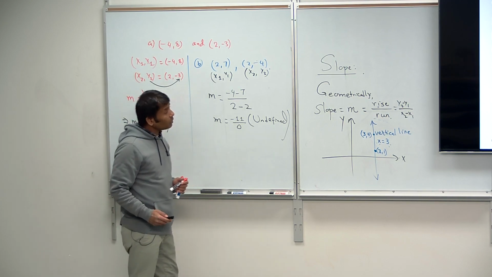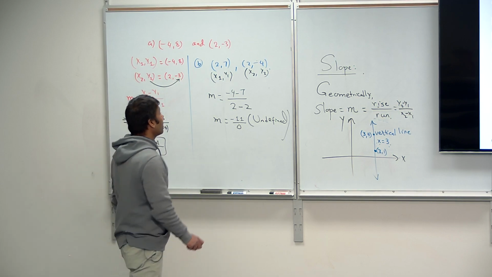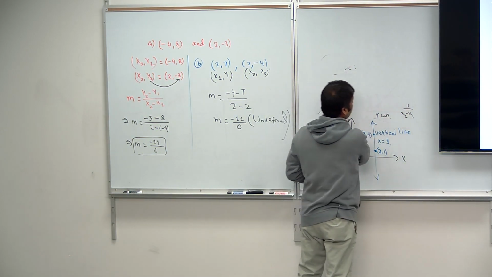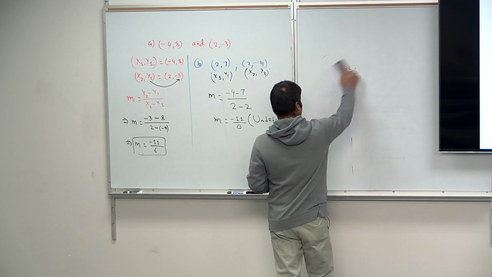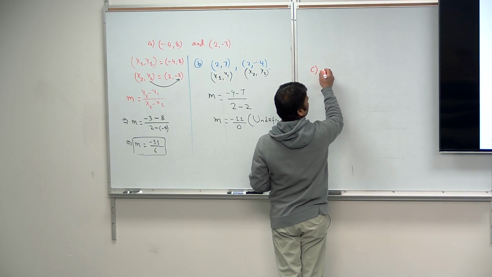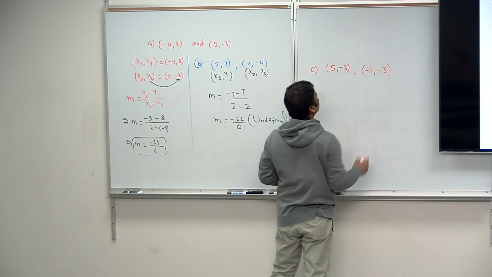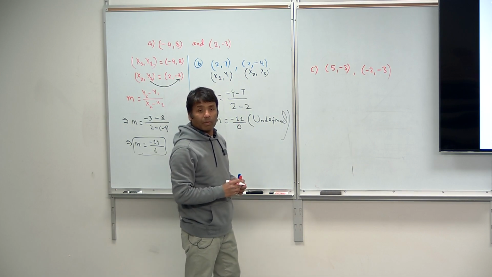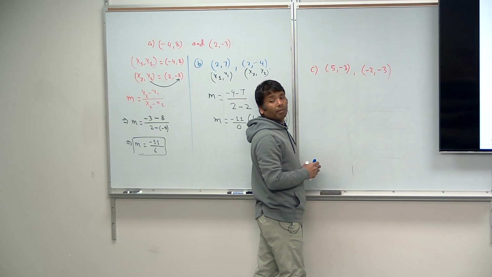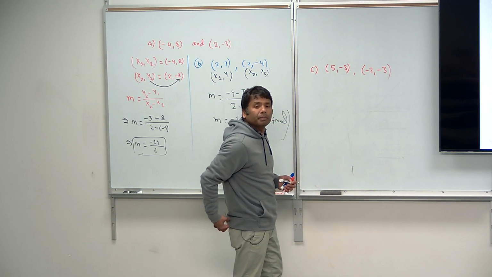Good. Now for part C, you have (5, -3) and (-2, -3). What will be the slope? It would be 0 because y2 minus y1 would equal 0, and then you'd be dividing 0, which would make it 0. Yes, that's good.